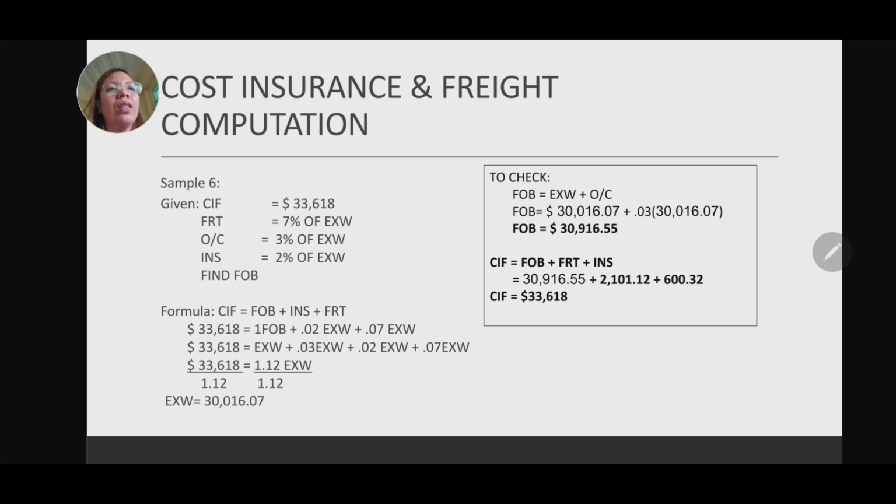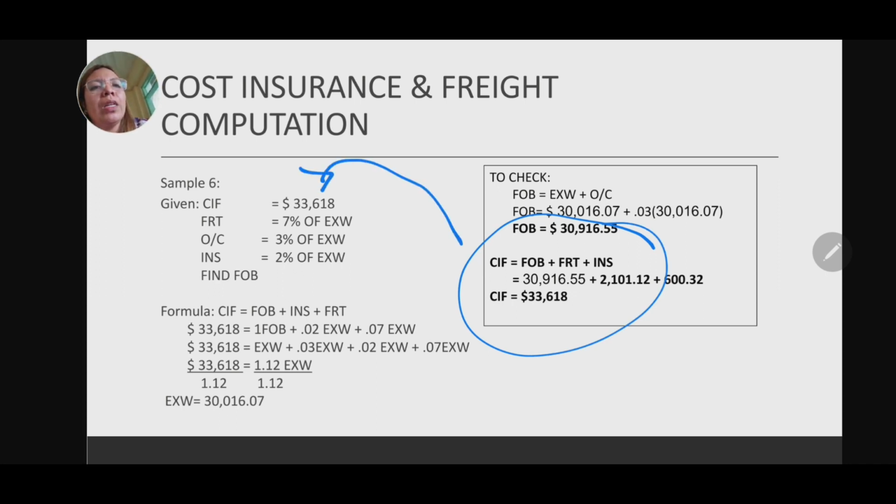So you just need to add them all, add the values, and if you add them using your calculator, you'll get your CIF value, which is our given of 33,618. So that means our computation is correct. So that is how you are going to check if you did get the correct answer for your Incoterm problem.